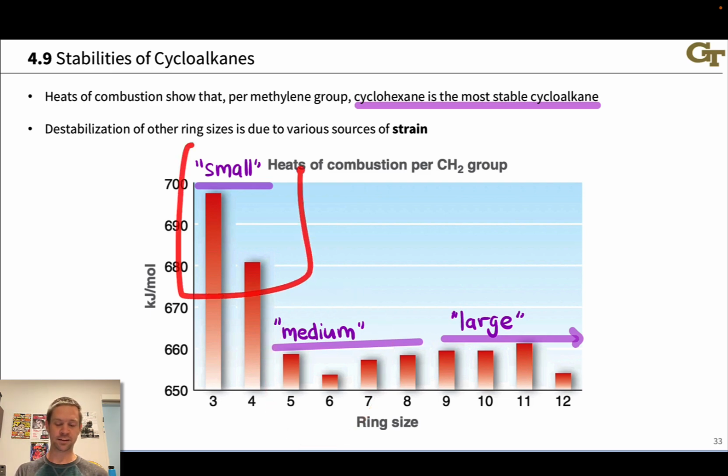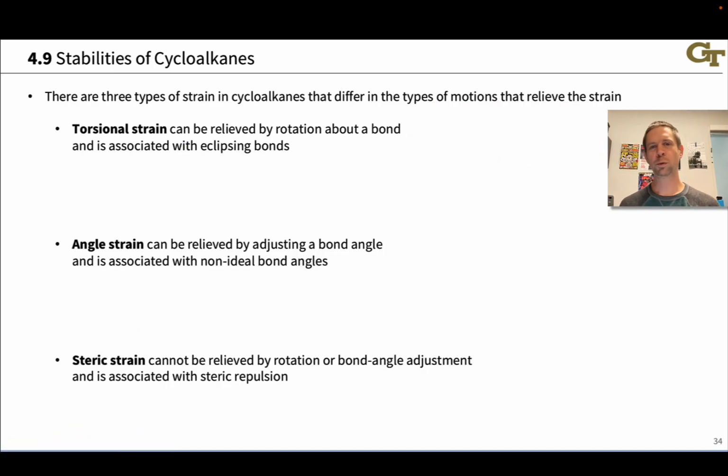And in the small rings, it's sources of strain due to their constrained, locked cyclic structures that give rise to this instability. When we talk about strains in cycloalkanes, there are three categories of strain that are important to consider, and these differ in the type of motion that would alleviate the strain, is one way you can think about this.